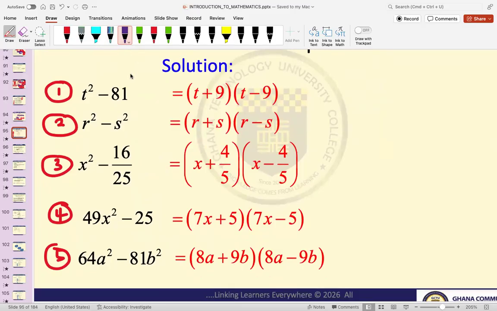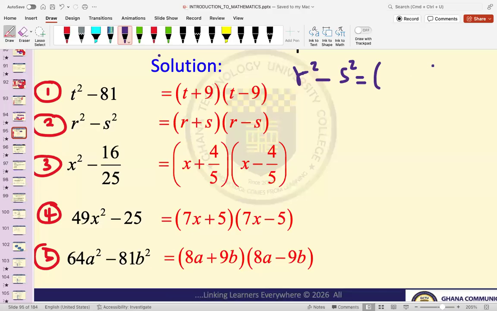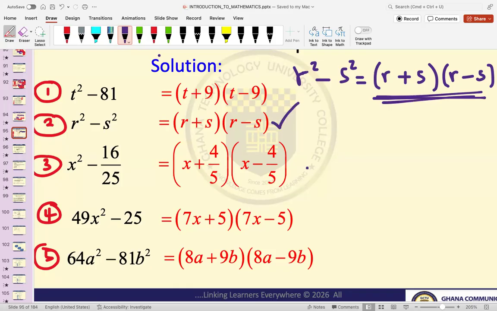The second one is r squared minus s squared. Fortunately, all of them are squared now. Open your 2 brackets, bracket number 1, bracket number 2. Write r 2 times, so r, r. Write s 2 times, s, s. S is negative here, it will be positive here. S is positive here, it will be negative here. Done. This is your answer for the second one, and that's what you are seeing here. Let's now go more complex.